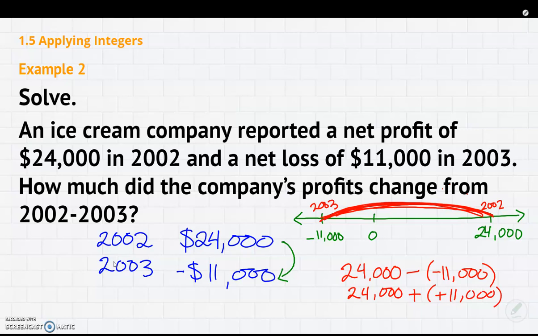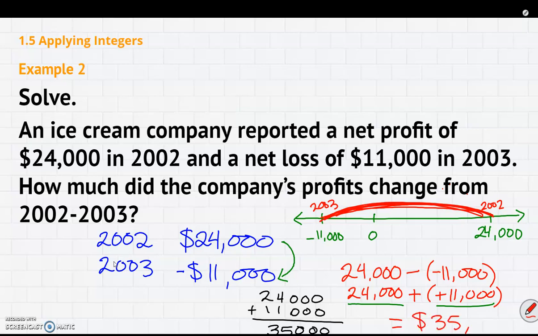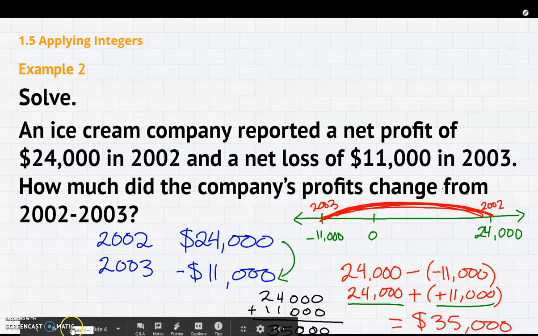Well, this problem is literally just 24,000 plus 11,000, which some of us might be able to do in our heads. Some of us maybe not. So let's write it out. And I'm kind of running out of space here. 24,000 and 11,000. So I add up all my zeros. 4 plus 1 is 5. 2 plus 1 is 3. So the difference between these two numbers is $35,000. Okay, that's the change in profits between those 2 years, $35,000.